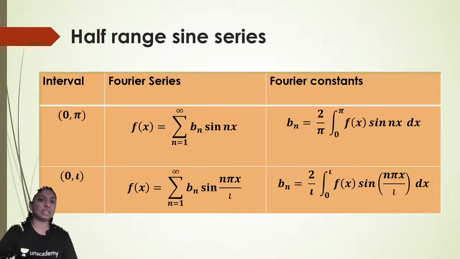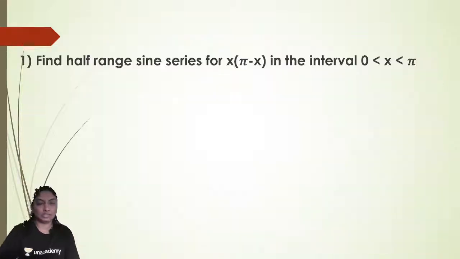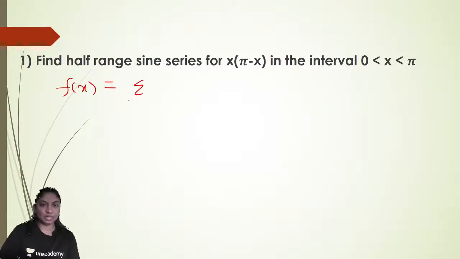Fourier sine series in the interval 0 to pi is f of x is equal to summation n varying from 1 to infinity bn sine nx. Here Fourier constants a0 and an both are 0 in the half range Fourier sine series, and bn is equal to 2 by pi integral from 0 to pi f of x sine nx dx. Okay, so we can write here your Fourier half range sine series: f of x is equal to summation n varying from 1 to infinity bn into sine nx.